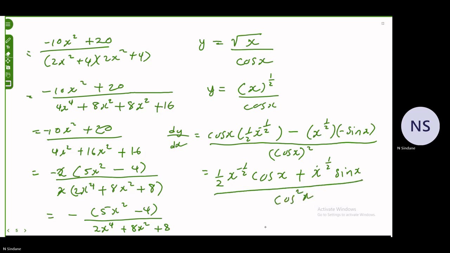I can't further simplify that, therefore I can rewrite it as 1 over 2 square root x cos of x plus square root x sine of x, divided by cos squared x. That is my solution.